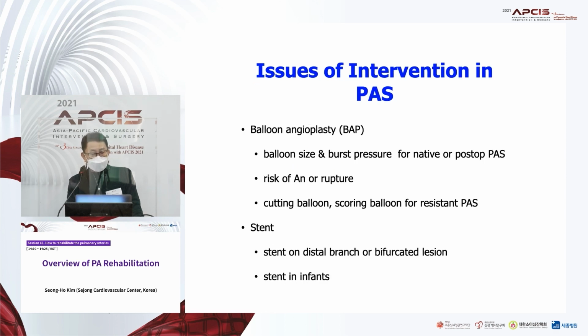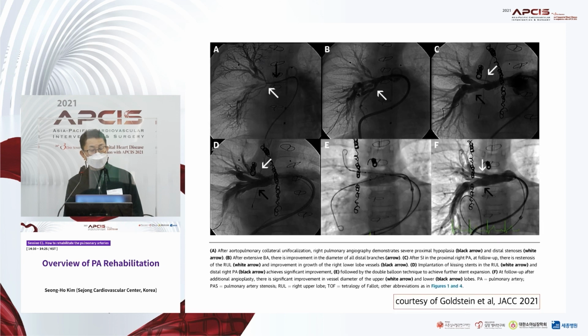Regarding balloon angioplasty, balloon size and burst pressure are important, especially for native pulmonary arteries. The risk of aneurysm or rupture is high. For resistant stenotic regions, a cutting or scoring balloon can be used. Regarding stents, stenting of the distal branch or bifurcation region is an issue, and stenting in infancy is also an issue. These issues will be discussed in the next case presentation.